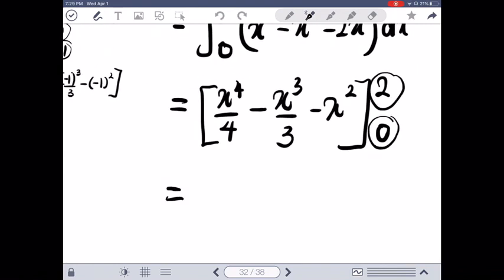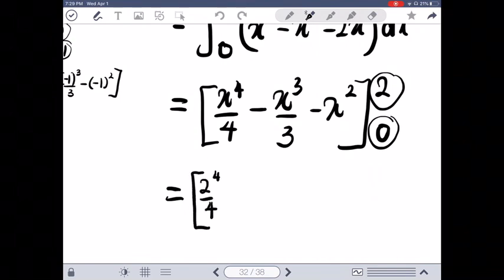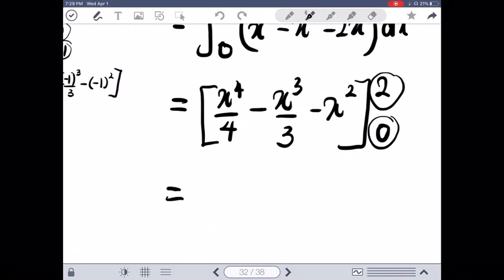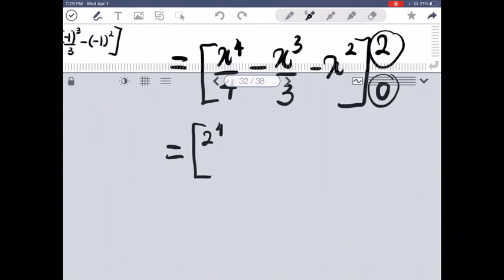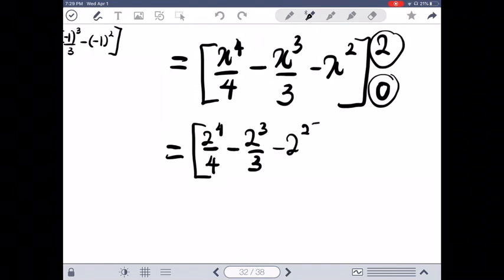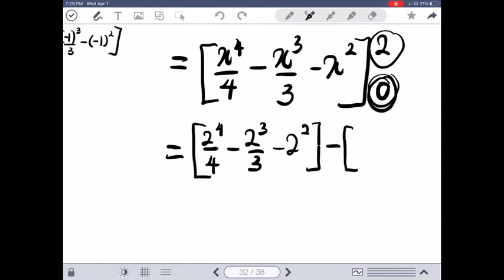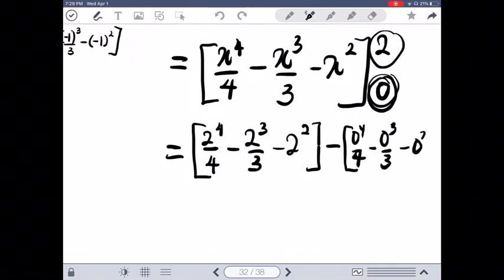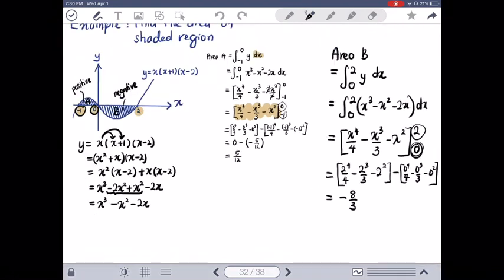So which means that top minus bottom, we have 2 to the power of 4 over 4 minus 2 to the power of 3 over 3 minus 2 squared, minus bottom: 0 to the power of 4 over 4 is just 0, 0 to the power of 3 over 3 is just 0, minus 0 to the power of 2, so it will become negative 8 over 3.